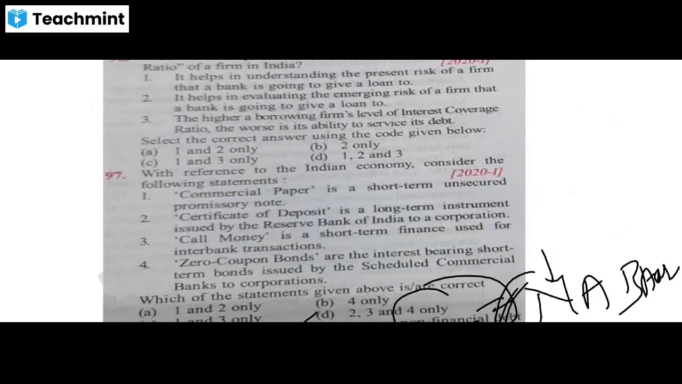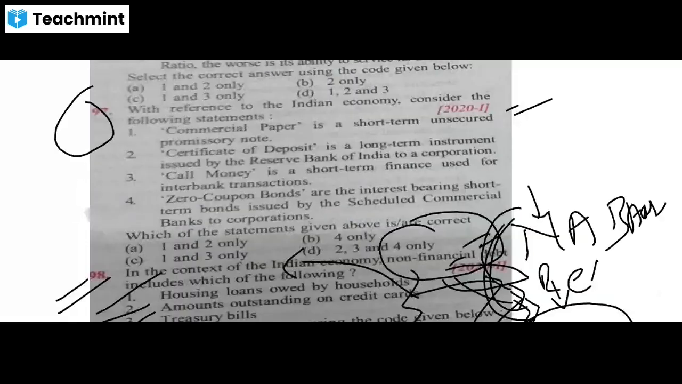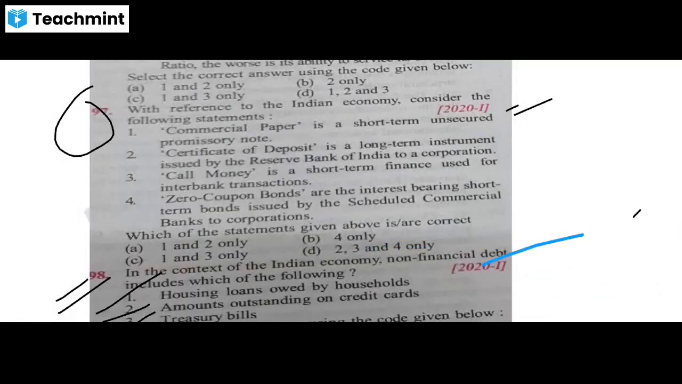Now the question number 97, which also came in 2020. They are asking, with reference to the Indian economy, consider the following statements. Commercial paper is a short-term unsecured promissory note. Certificate of deposit is a long-term instrument issued by the Reserve Bank of India to a corporation. Call money is a short-term finance used for interbank transactions. The fourth statement is zero coupon bonds. Zero coupon bonds are interest-bearing short-term bonds issued by scheduled commercial banks to corporations.